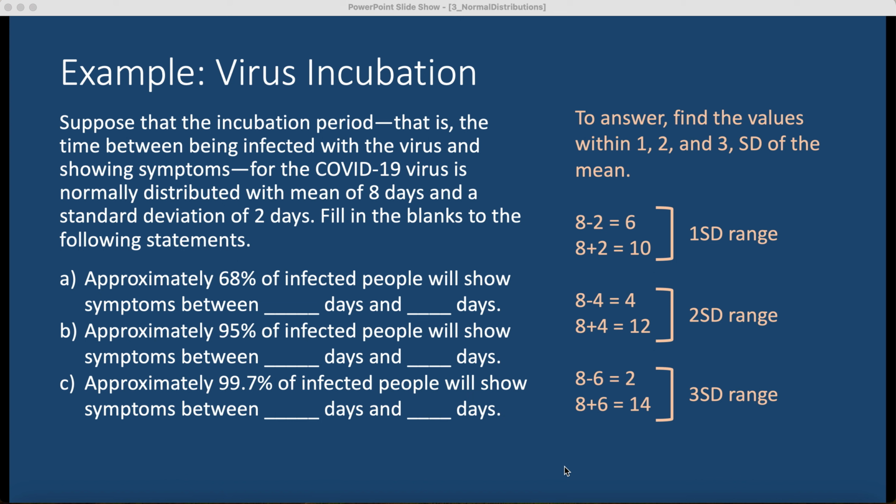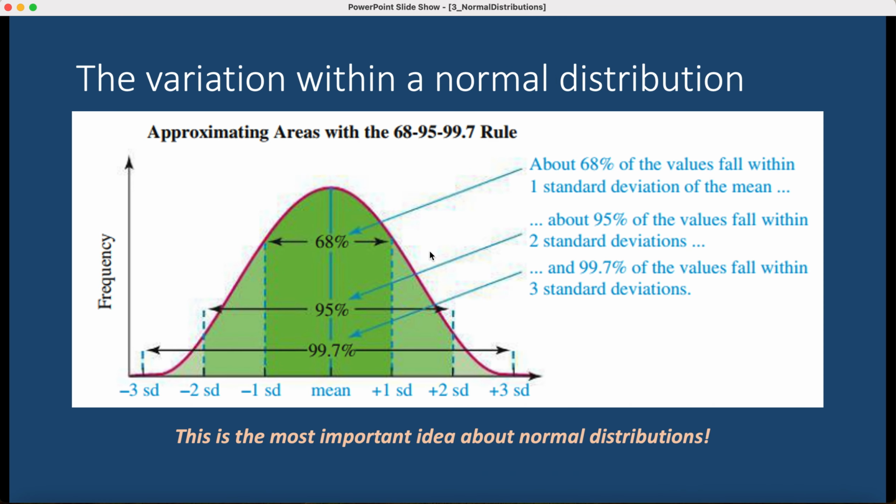When that is the case, there's a lot of tools that you can use, sort of mathematical tools that you can use to analyze the data. In particular, you can break it into percentiles. So we're going to take a look at this virus incubation example, but let me go back a couple of slides to this one, because in this example we are thinking about the normal distribution and the 68, 95, 99.7% rule.